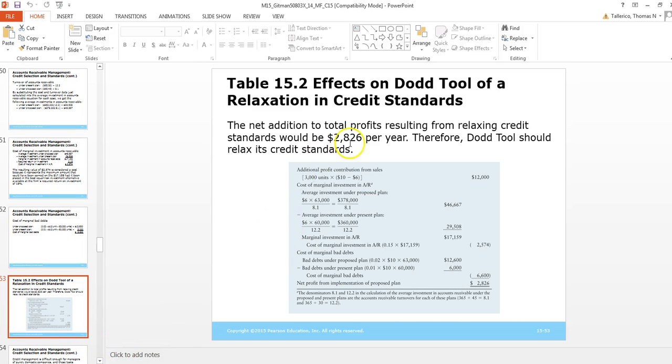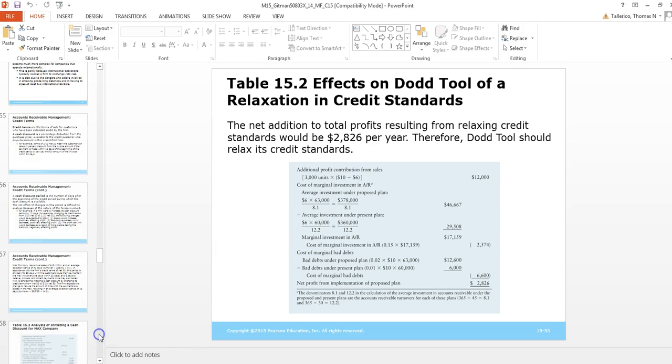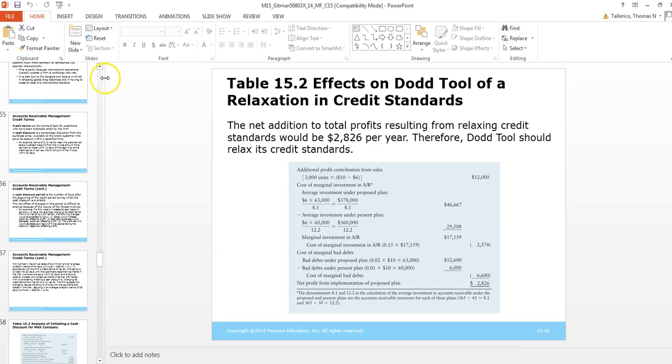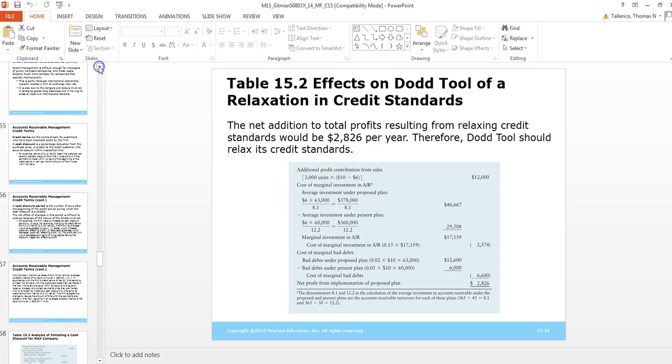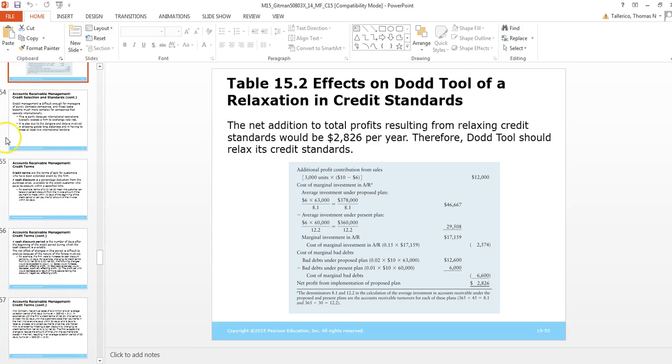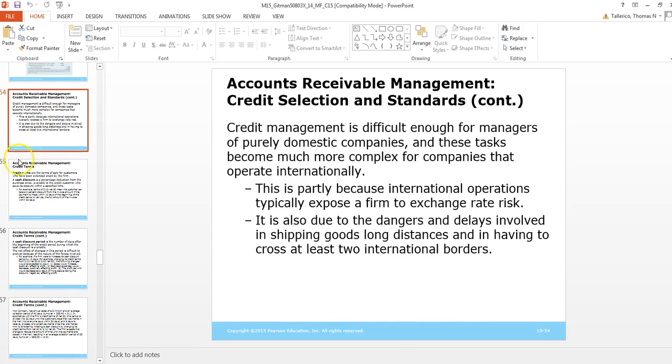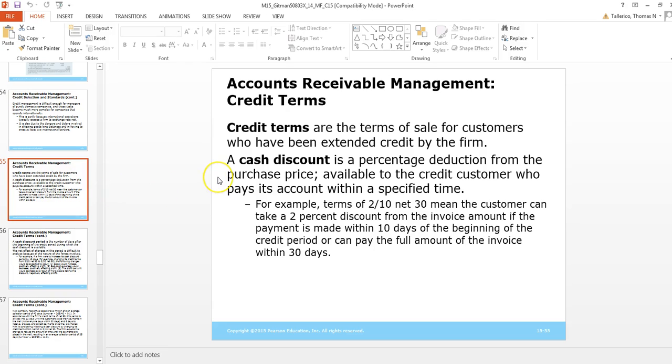All right, now we talk about relaxation of credit standards, and you're basically giving someone a little chance to pay off the bills. So we are on slide 55 here, I believe. 53, I'm sorry. And basically credit management is something you would want to do if, let's say, you want to relax credit terms. So slide 55 is very important here.